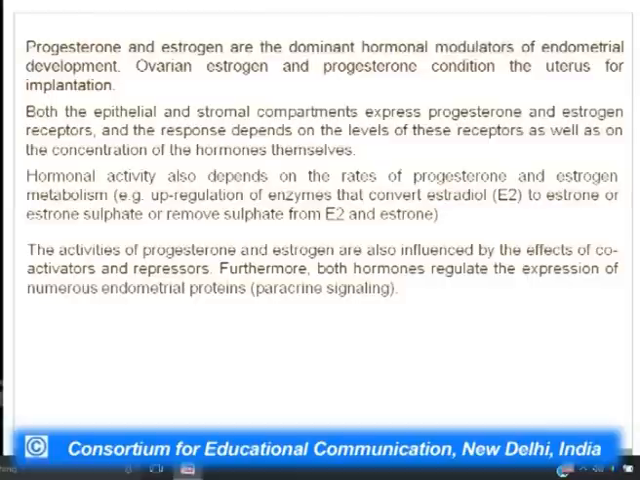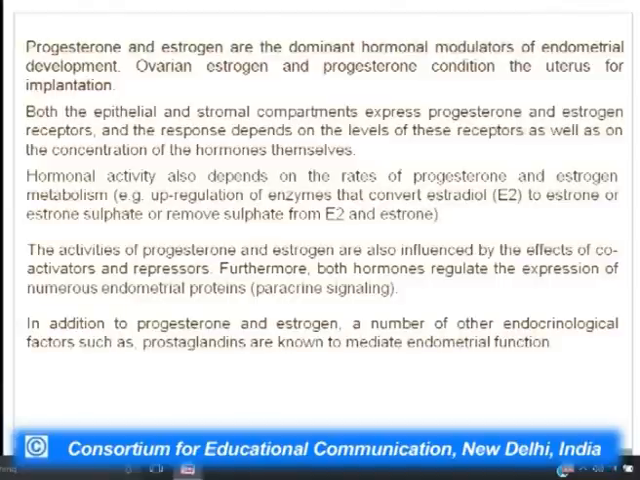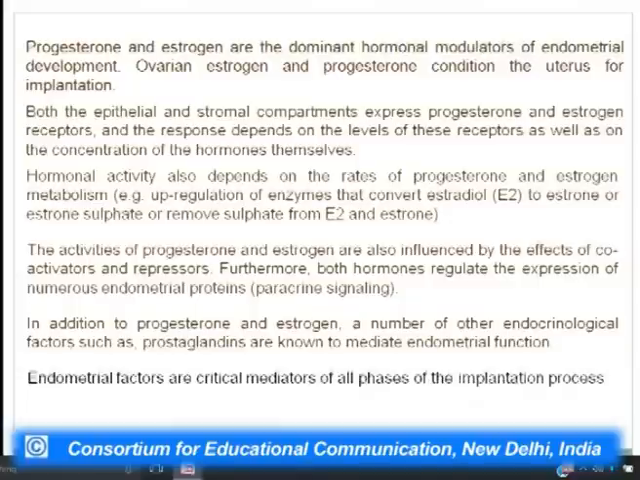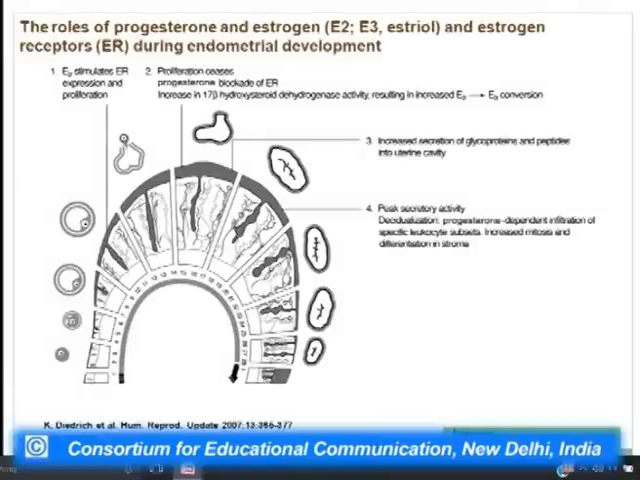The activities of progesterone and estrogen are also influenced by the effects of certain coactivators and repressors. Furthermore, both hormones regulate the expression of numerous endometrial proteins by paracrine signaling. In addition to progesterone and estrogen, a number of other endocrinological factors such as prostaglandins in rodents are known to mediate endometrial function. Endometrial factors are also critical mediators of all phases of the implantation process. So, this is the role of progesterone and estrogen receptors during endometrial development.